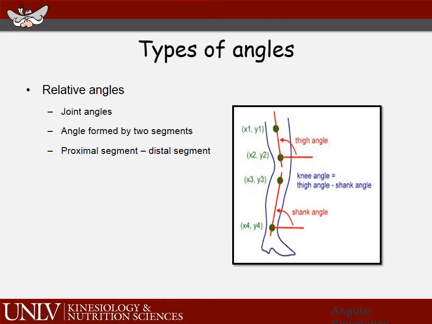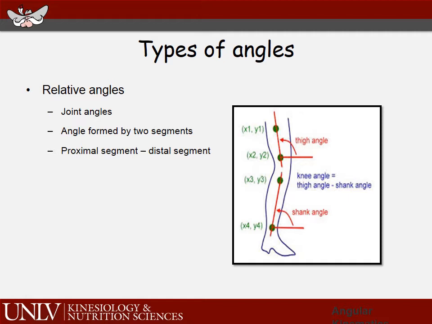So the other angle that we're going to talk about is the relative angle. Now, these are the joint angles: your hip, your knee, your ankle, your elbow, those type. And so these are formed by two segments or two straight lines that intersect at an axis, and we're talking about the angle that forms between the two.